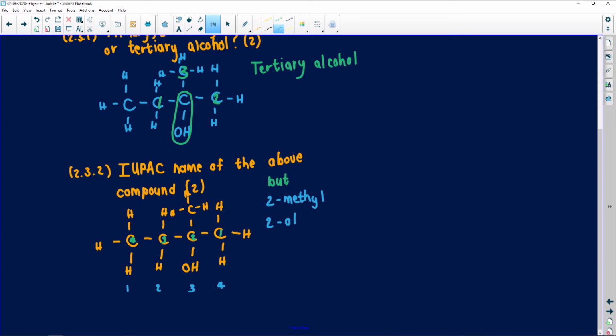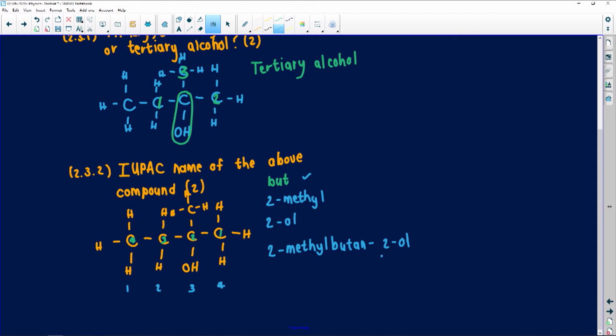Now let's put things together. Remember, we must put things in alphabetical order. You must always start with your side chains. So on my second one, I've got methyl. But what is my longest chain? There, it's butane-2-ol. Right?